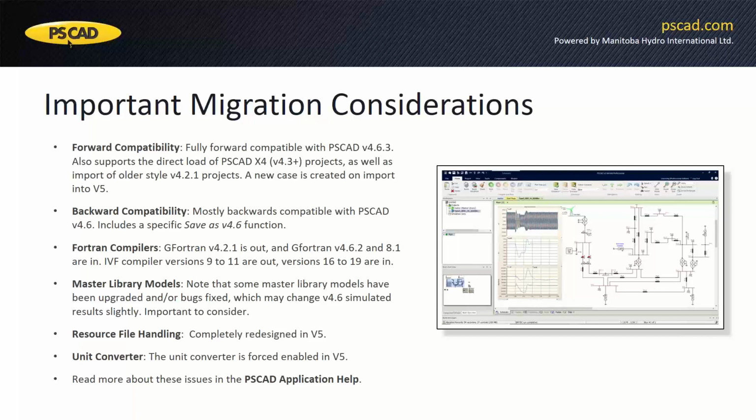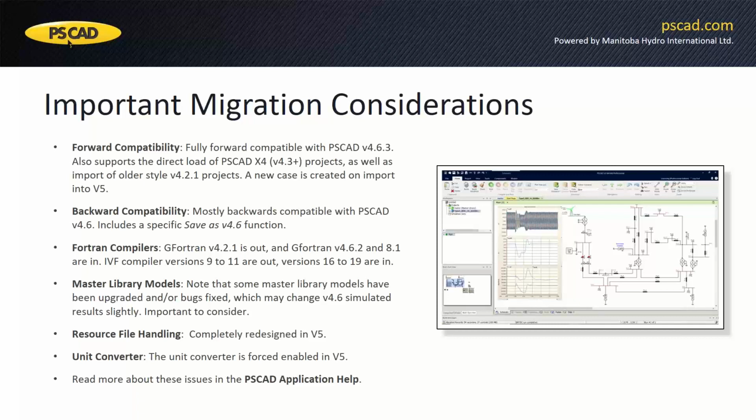Resource file handling, these are the Fortran files, compiled binaries, all that stuff, has been completely redesigned in version 5. Don't worry, we automatically reconfigure everything. So if you have cases that have lots of attached files, they'll all get taken care of. We call that the resources branch, and I'll show you that in the demo in a little bit. And also, an important thing to consider is that the unit converter is forced enabled in version 5.